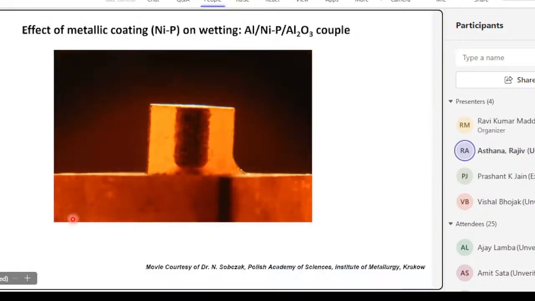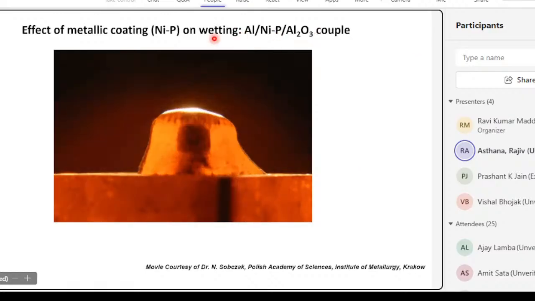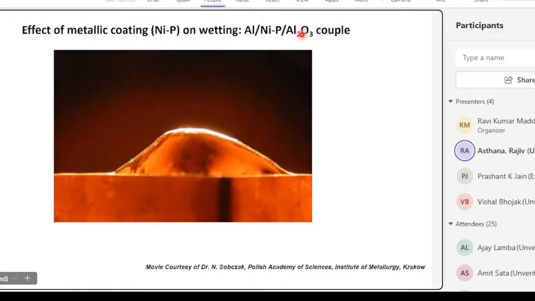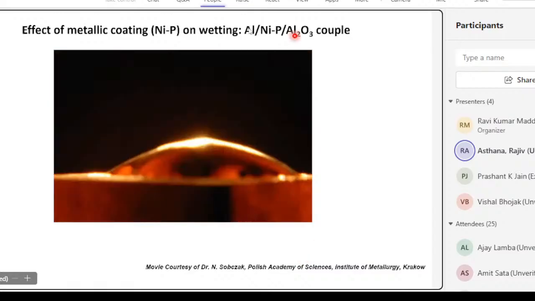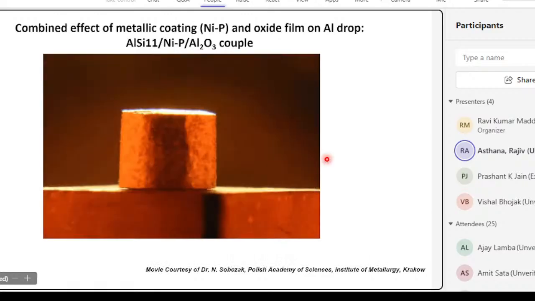Here is a video. I think you can see the video here. This is just a little droplet, 2 or 3 millimeter diameter, of nickel phosphorus on aluminum oxide. I'm sorry, this is an aluminum droplet on aluminum oxide. You can see how it spreads under high vacuum. This is high speed photography. Now look at the same thing when you have an oxide skin on the surface.